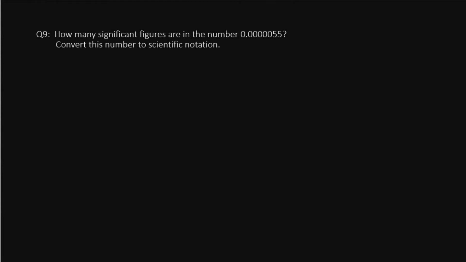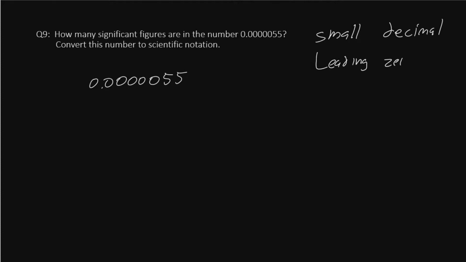All right, so our number is 0.000055. Now remember, this is a small decimal. So for small decimals, the leading zeros are not significant. So all the zeros right there, none of that's significant. And the only significant figures are going to be these.